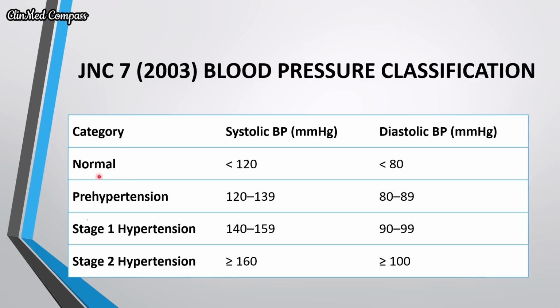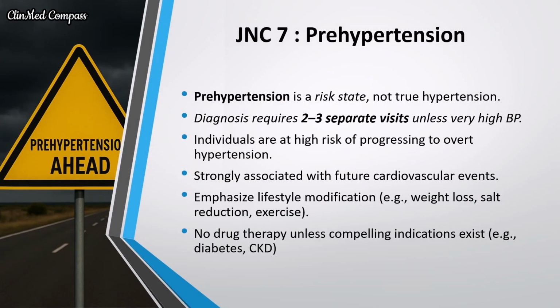BP, pre-hypertension, stage 1 hypertension, and stage 2 hypertension. Like we said, the threshold using the JNC guideline is 140/90. However, JNC introduced the stage before hypertension called the pre-hypertension, which is defined as systolic blood pressure of 120 to 139 or a diastolic blood pressure of 80 to 89. It is important to state that pre-hypertension is like a warning zone before the full-blown hypertension develops. It is a risk state and not true hypertension.